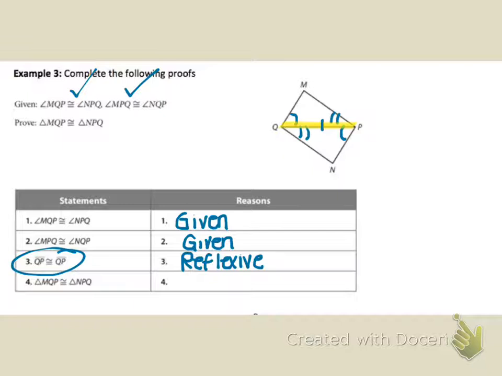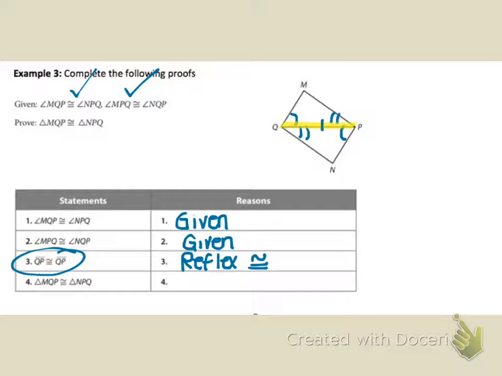I usually will shorten that up and just write reflexive or just reflex. But you can also say of congruence. So maybe I'll shorten it up to say reflex congruence. Reflexive property of congruence. So I don't have to write the whole thing.